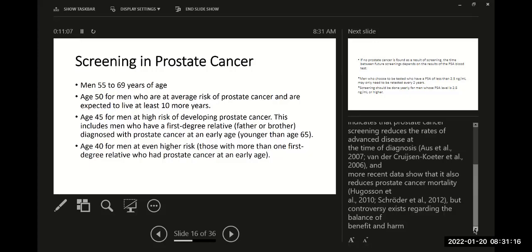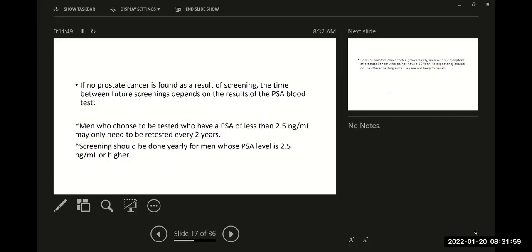Men aged 55 to 69 years. A person aged 50 years who is at average risk of prostate cancer and is expected to live more than 10 years should be screened. Age 45 years for men at high risk of developing prostate cancer. This includes men who have a first-degree relative, father or brother, diagnosed with prostate cancer at an early age, younger than 65 years. Age 40 is for men at even higher risk, those with more than one first-degree relative who had prostate cancer at an early age, under 65 years.